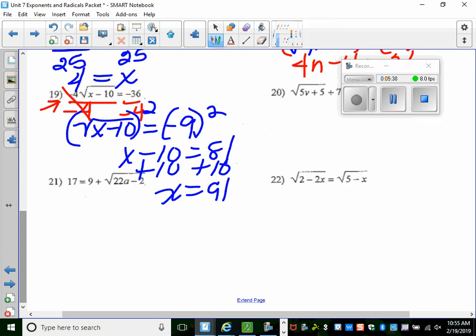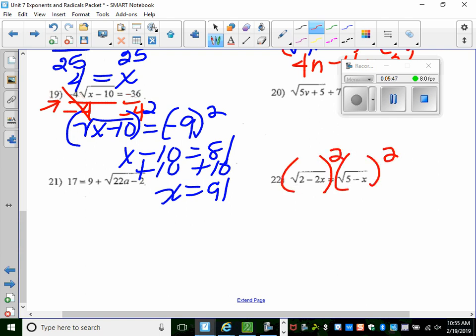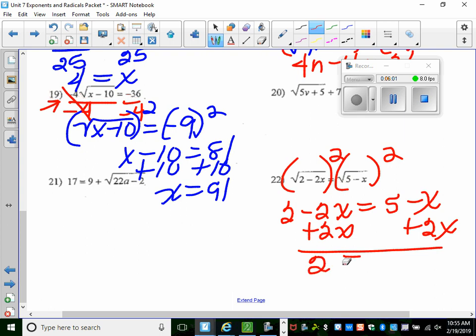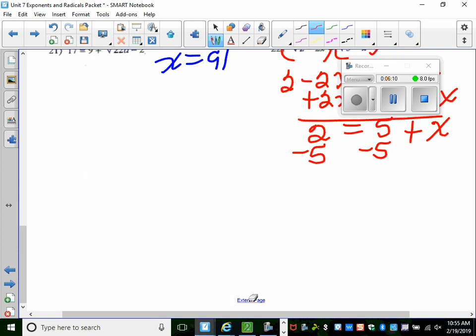So in number 22, you have radicals on both sides. So you're going to just go ahead and square both sides, and you just drop the sign. And now you can solve it just like you would with variables on both sides. I'm going to add 2x. So 2 equals 5 plus x. And then subtract 5. So negative 3 equals x. And that is the lesson on solving equations that have radicals.